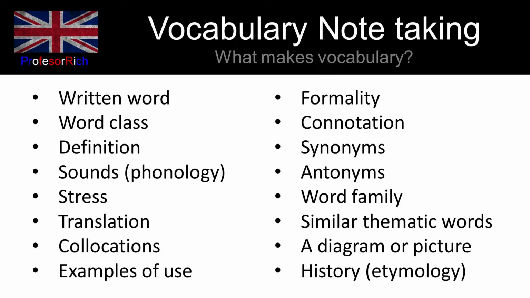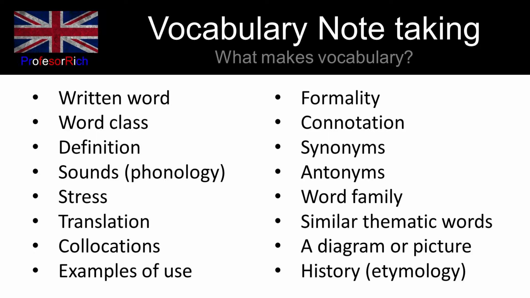You can see we have the written word. There's the word class. Now the word class is like noun, verb, adjective. Then we have definition. The sounds, the phonology, which you can also get from online dictionaries or Google. The stress, which is the strongly pronounced part of the word, like in computer, the stress is on pew, computer.